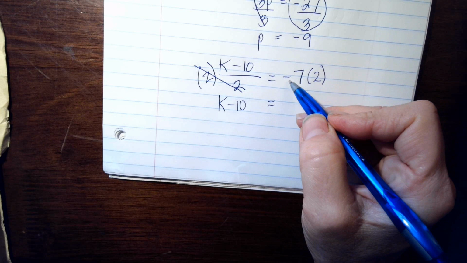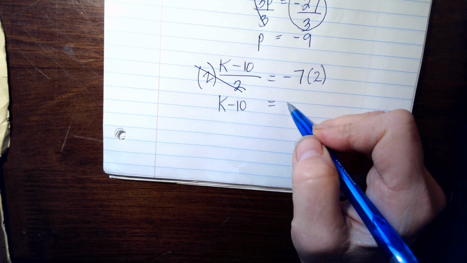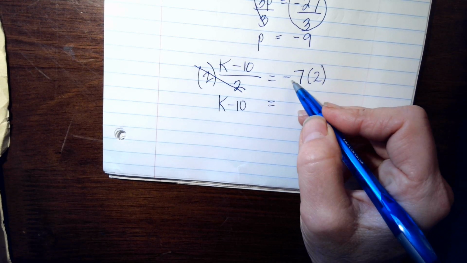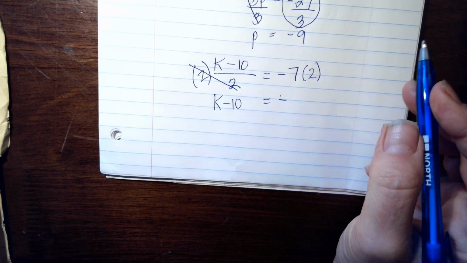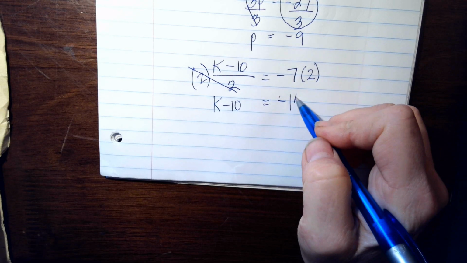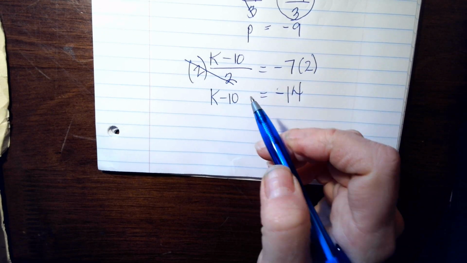And we have a negative and a positive, and we're multiplying. So it's a positive and a negative person having a conversation. They feel negative about it. 7 times 2 is 14. Now we have minus 10.